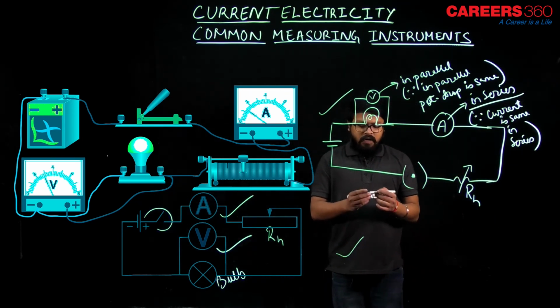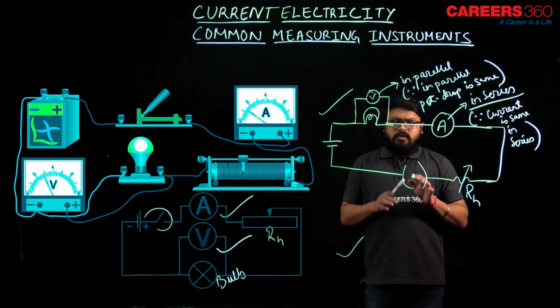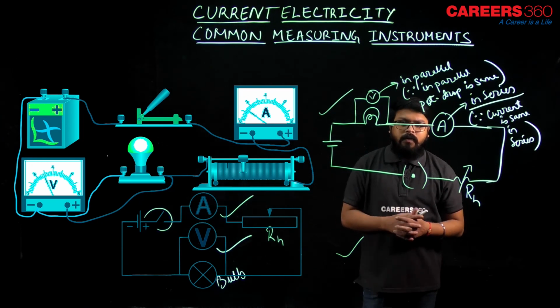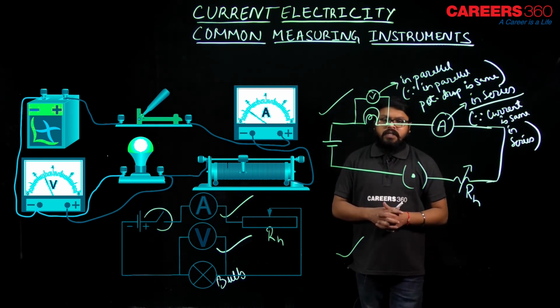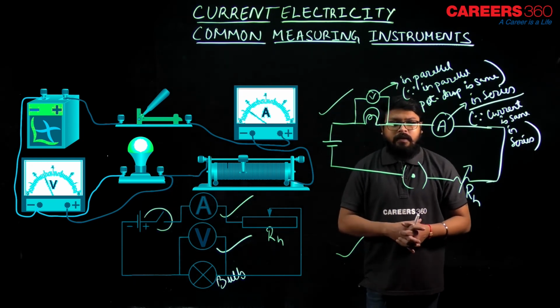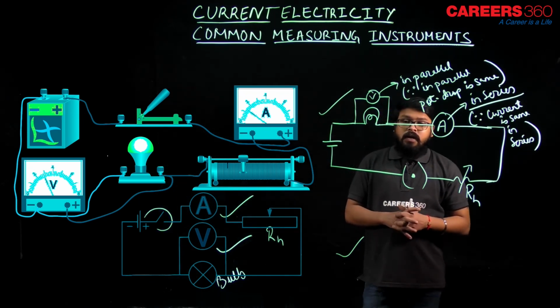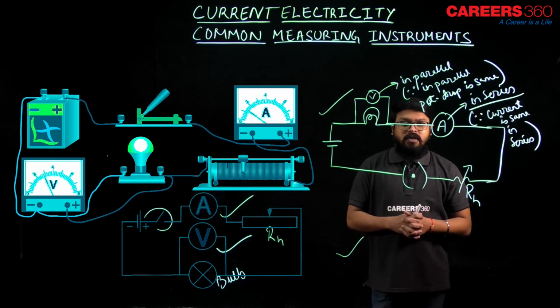So that was all about our common measuring instruments. At this particular level, you just need to know about the ammeter and voltmeter only. There are many devices which are used, which we will be seeing in higher classes. So that was all about our common measuring instruments. I hope you understood. Thank you.